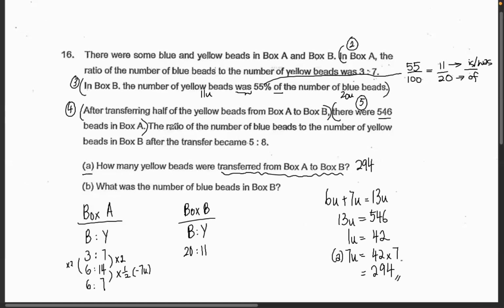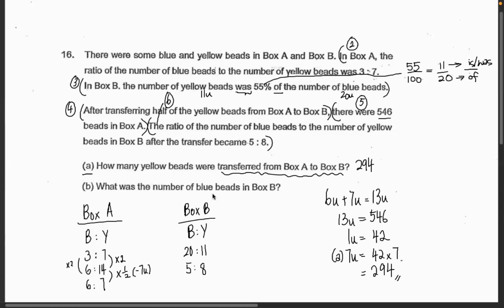Now, once you're done with that, you can move on to sentence number 6. Sentence number 6 says, the ratio of the number of blue bits to the number of yellow bits in box B. So now I want you to fix your eyes on box B. After the transfer, which means after receiving the 7 units, it became 5:8. Now, this is very, very odd. And if you're wondering, Teacher Joseph, how is it odd? It doesn't look odd to me. Let me explain to you why, okay?